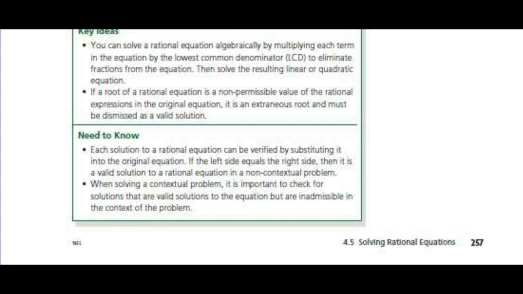When solving a contextual problem, it's important to check for solutions that are valid. So negative 5 was a perfectly valid solution to that equation. But in the context of shirts, it is not valid to have negative 5 shirts. Okay, so that's inadmissible in the context. And again, you may get a problem like that as well, right? On the exam where the solution set is all nicely laid out, and they ask you the solution is, or the solutions are, and here's all these answers, and one of them has a solution that's not right in the context of the problem and has to be rejected.